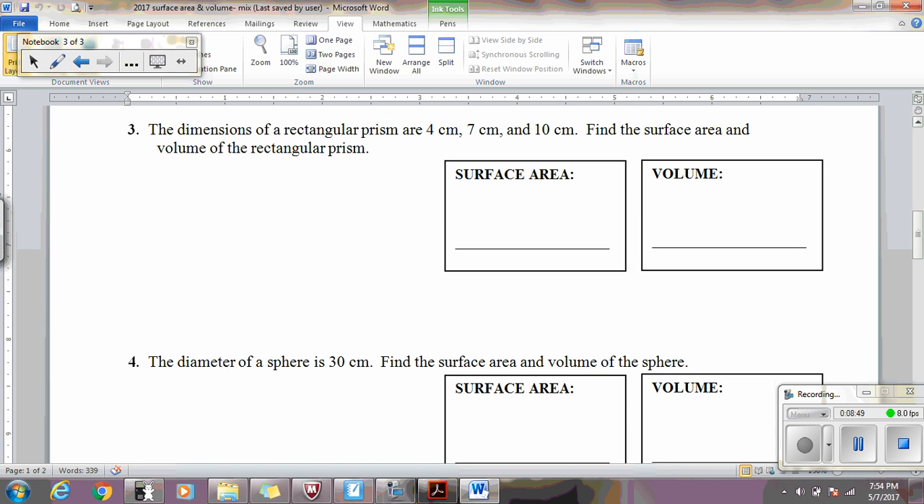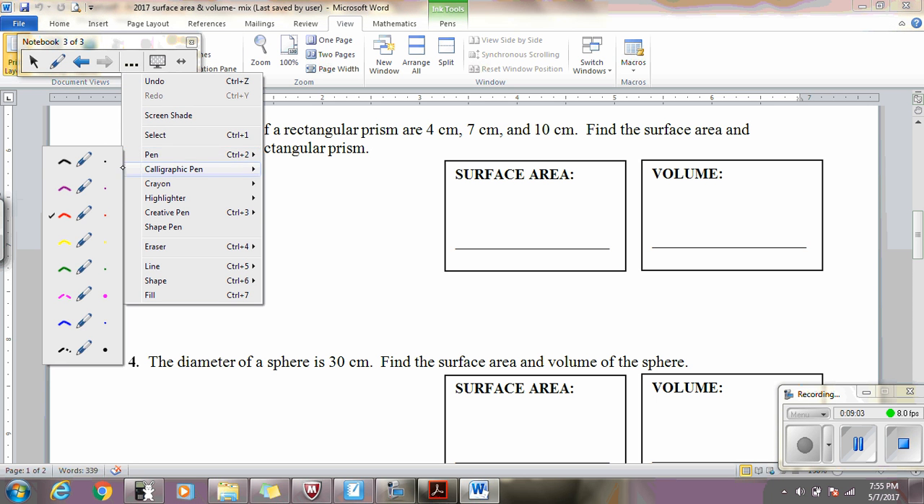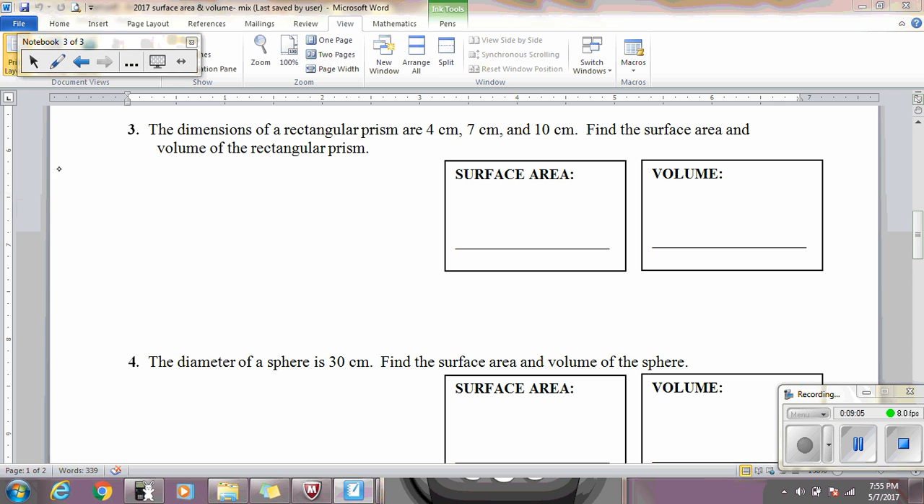Number 3 says the dimensions of a rectangular prism are 4, 7, and 10. Find the surface area and volume of the rectangular prism. So we've done a prism already. Again, the surface area of a prism is P times H plus 2 times B.